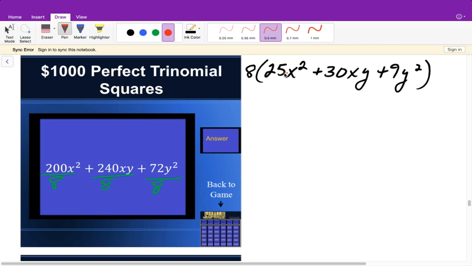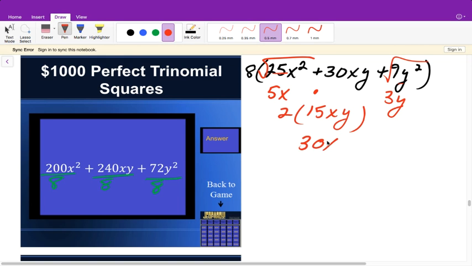It's in standard form. Our first and third are positive. Can I take the square root? Yes, this will give me 5x. This will give me 3y. We multiply them. That is 15xy. Then we double it. And we see, does that match the middle term? Yes, it does. So once we see that, we know it's going to be a binomial square.